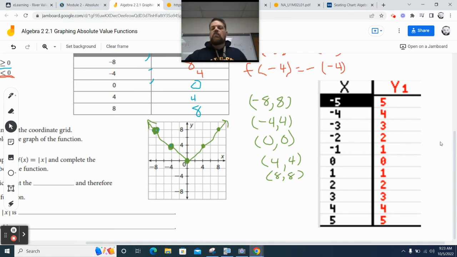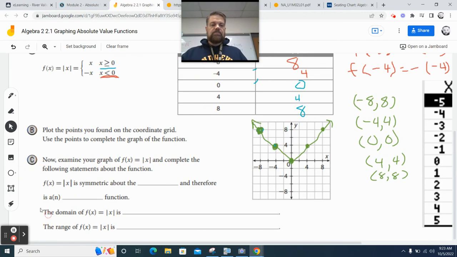In other words, when I look at all the y values in y1, they're all positive, or what we call non-negative, because I have this 0. 0 is not positive nor negative. So the absolute value function, whatever is trapped in it, is forced to be non-negative. So if I have a negative 3 in there, it becomes positive 3. If I have a positive 3, it just stays positive 3. Does that make sense?